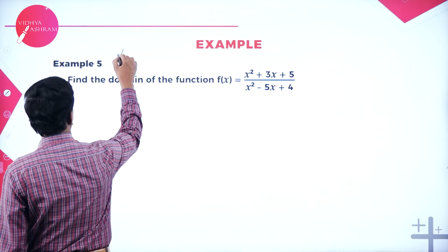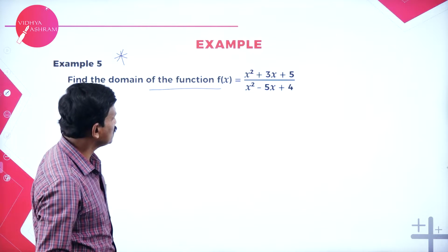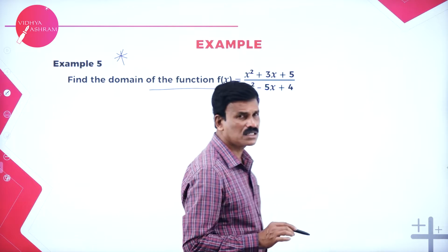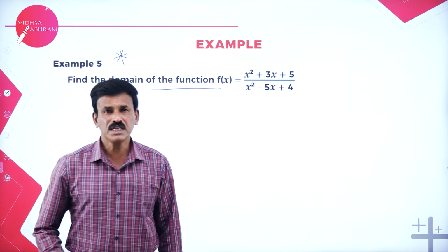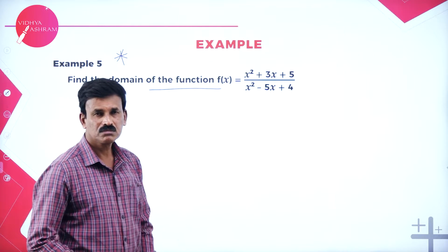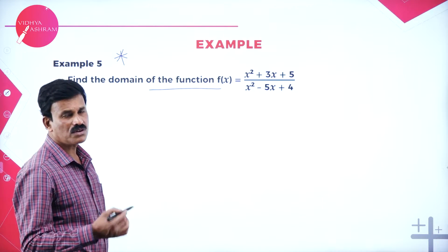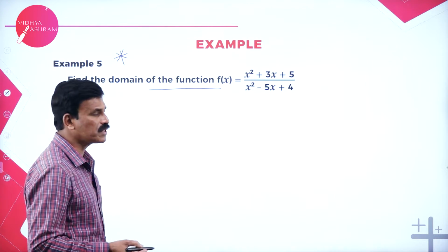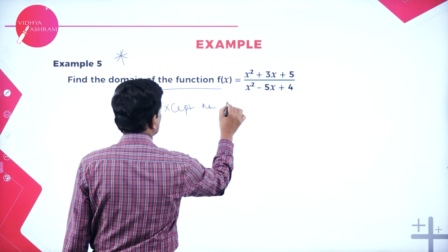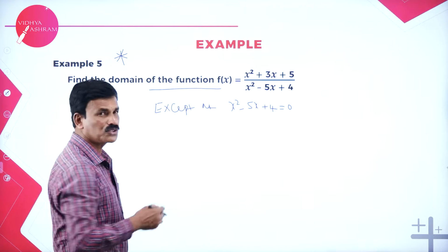Now, these types of problems are very, very important. Find the domain of the function f of x. To find the domain of this type of function, just factorize the denominator, because the function f of x is defined for all the values of R except where x square minus 5x plus 4 is equal to 0. So, just factorize this.